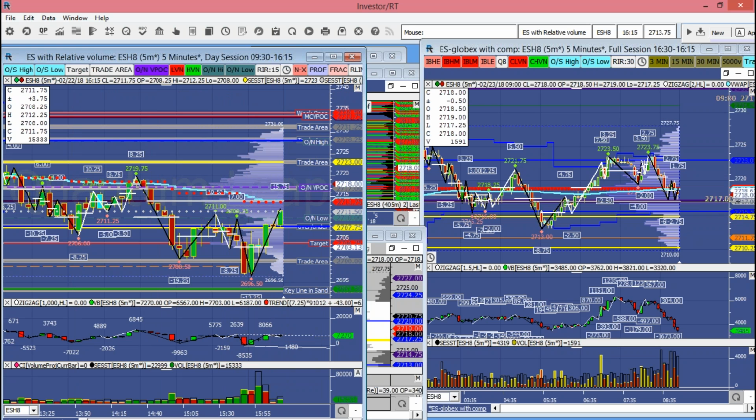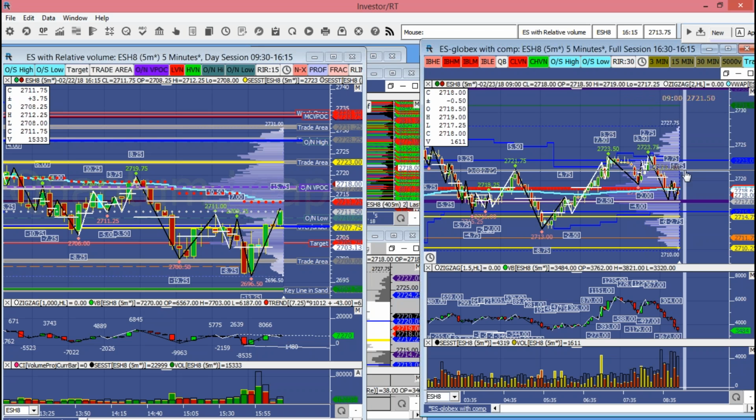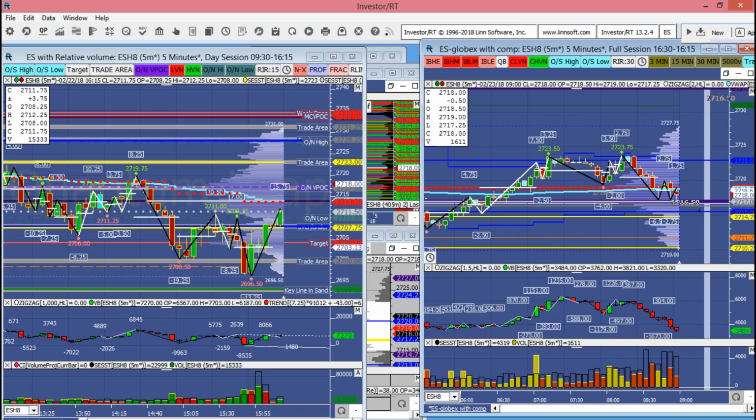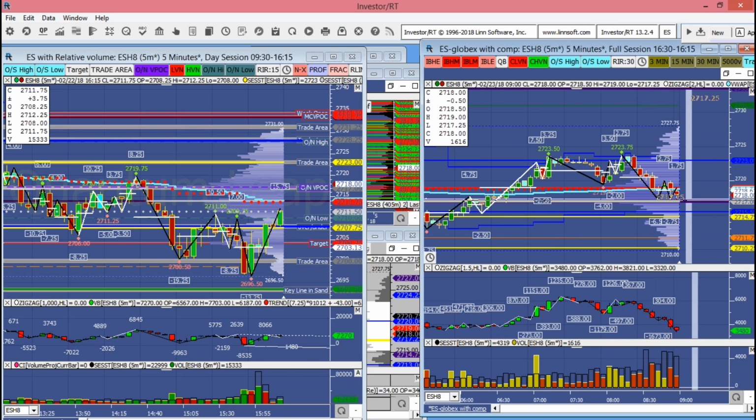We've taken it back, and so far we're accepting that price again in the Globex, and we're coming down and testing it again right now and bouncing off it. Kind of created a little bit of a weak low.